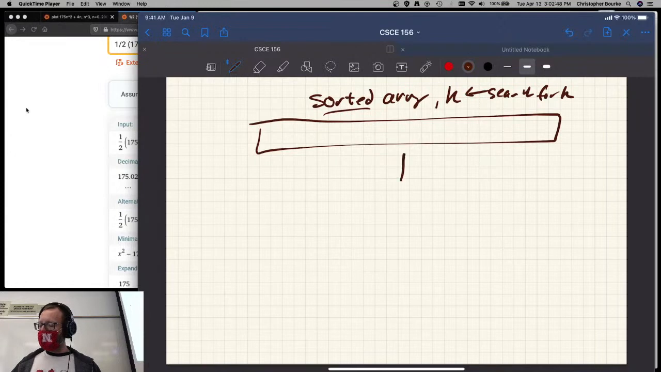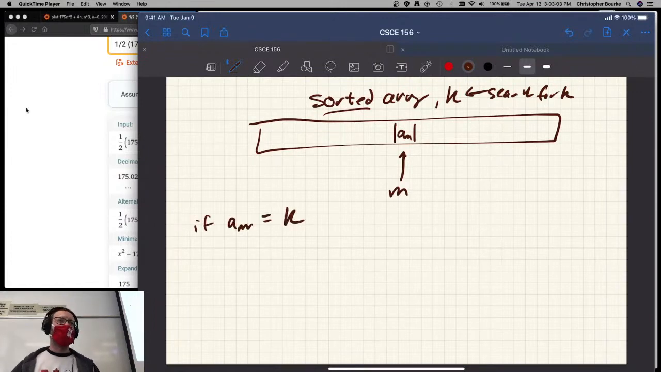What we're going to do is jump right into the middle here and look at this element a sub m. Right? This is index m, right in the middle. And one of 3 things is going to happen. If a sub m is equal to the key that we're searching for, we're done. Right? We found our needle in the haystack. We can return it. Otherwise, the key is going to be less than, here.